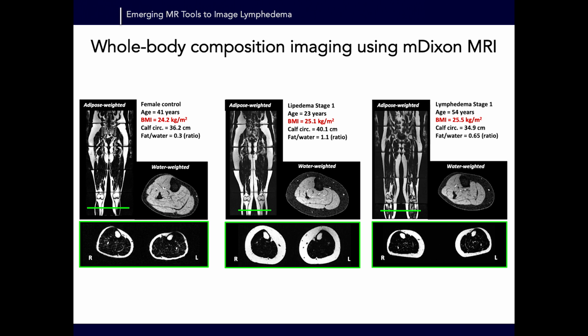So that we can do this now. There's sliding bed technology with MRI scanners, so you can actually slide the patient through. It takes about 7 minutes to do the whole body, and you can look at the fat in the water. So the fat is bright here, and then the water is hypointense.